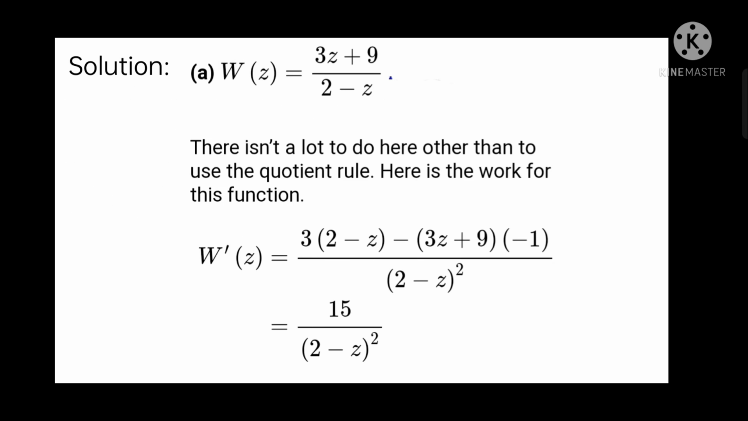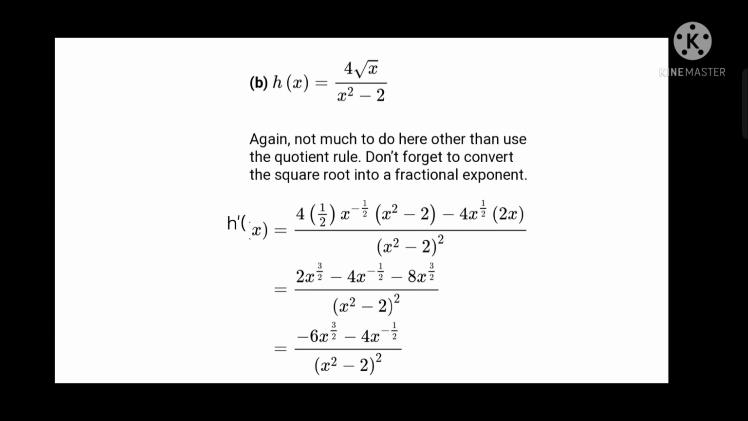So the solution for question A. There isn't a lot to do here other than use the quotient rule. So here is the work for this function. w prime of z is equal to 3 times (2 minus z) minus (3z plus 9) times negative 1, over (2 minus z) squared. Then the answer is 15 over (2 minus z) squared.